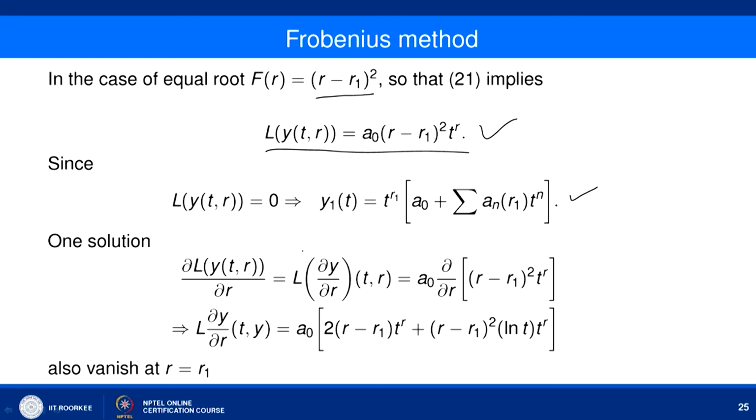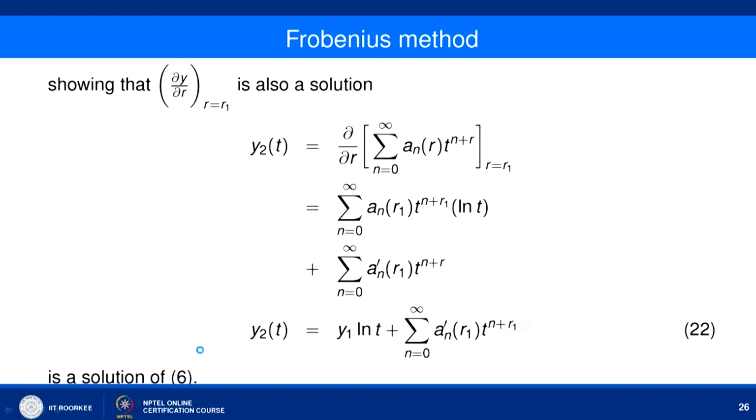If you differentiate ∂/∂r, it is a0 ∂/∂r of (r − r1)² t^r, because in the right-hand side we have this. So here we have L[∂y/∂r] equal to a0 [2(r − r1) t^r + (r − r1)² t^r ln t]. And if you put r equal to r1, then the right-hand side is equal to 0. So it means that ∂y/∂r at r equal to r1 will give you a second solution.